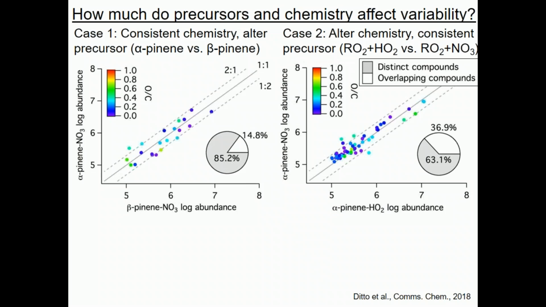And then doing the same precursor, but now slightly different fate of the RO2 radical, we see that 63% are distinct. So a little bit more agreement here when we're comparing the same precursor with different chemistry fates versus different precursors. And we also have a couple of other experiments. Oh, I should show here. These are overlapping compounds shown on the log-log axis.